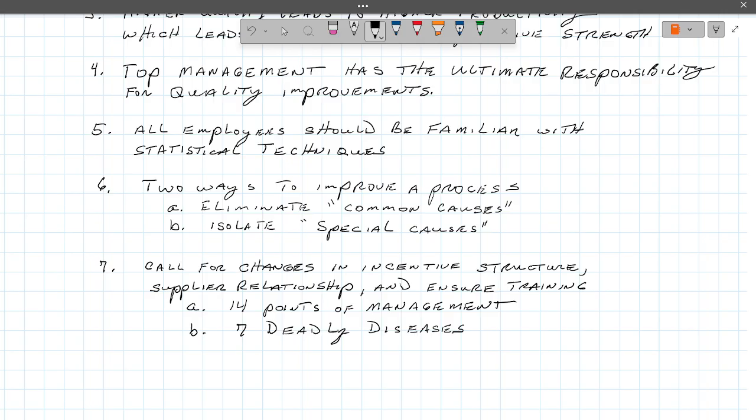So really what Deming is famous for is this last line here. Change the incentive structure. We'll talk about that in a minute. Change your relationship with your suppliers. And the last one is ensure there's training for your employees. And what you're going to train them on happens to be A and B here. 14 points of management and the 7 deadly, well, he calls them diseases, but I remember them as the seven deadly sins of quality control.